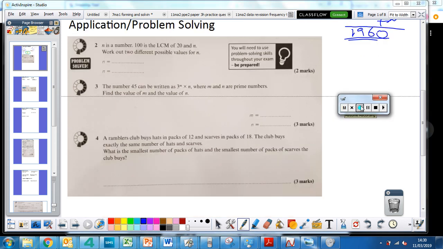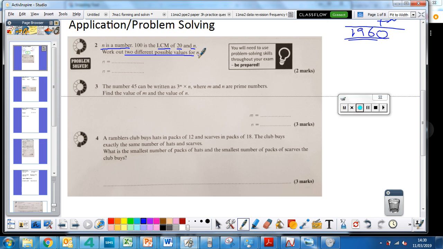Okay, let's look at the 3 questions that we've looked at for problem solving here. First one, it says n is a number. 100 is the lowest common multiple of 20 and n. Work out 2 different possible values. Now think about this. It's a number. It's going to be less than 100.